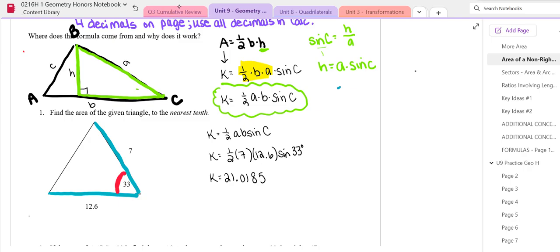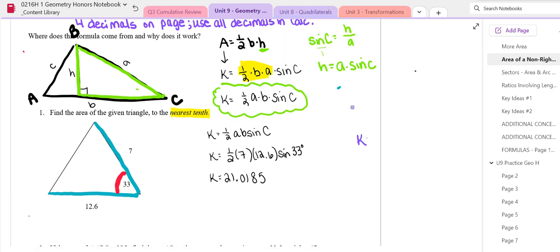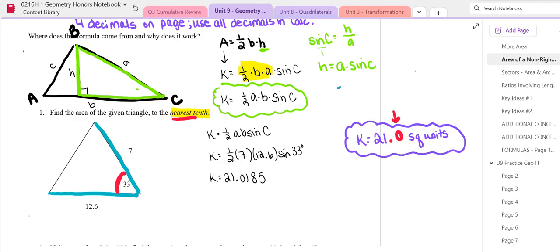And in this question, they are asking us to round this to the nearest tenth. So rounded to the nearest tenth, my area is going to be 21.0. Make sure if it says nearest tenth, your answer includes a tenths place. And I could say square units, or units squared. I don't know the units in this particular problem because they weren't given to me, so I'll just say square units.